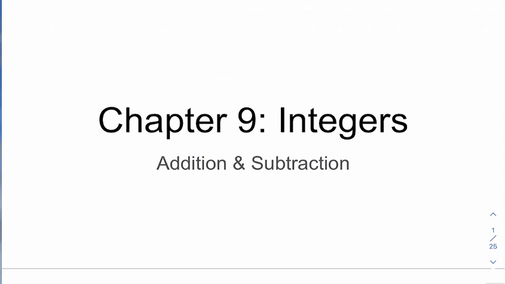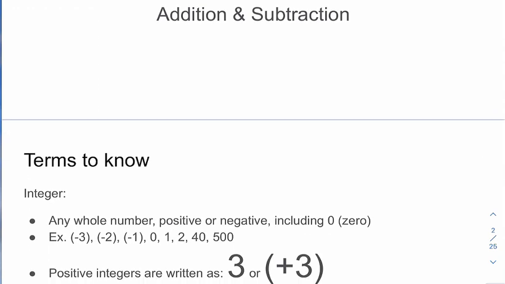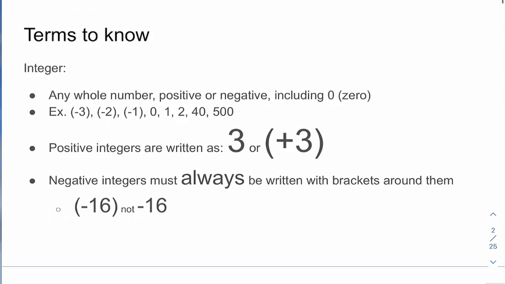Talking about integers today and the addition and subtraction of integers. So a couple terms to know, and these are a little bit of review here from grade 6. An integer is any whole number, positive or negative, including 0. So there's just some examples: -3, -2, -1, 0, 1, 2, 40, 500. So any whole number, negative or positive, is an integer.